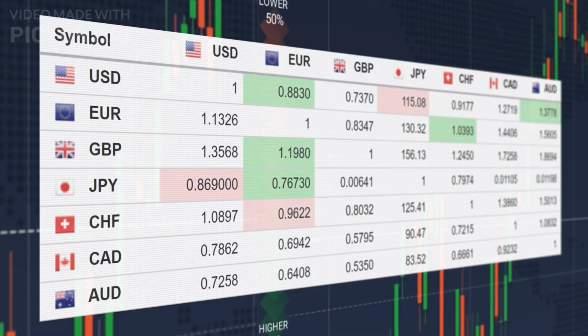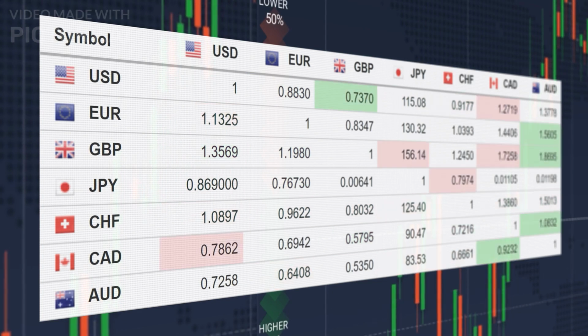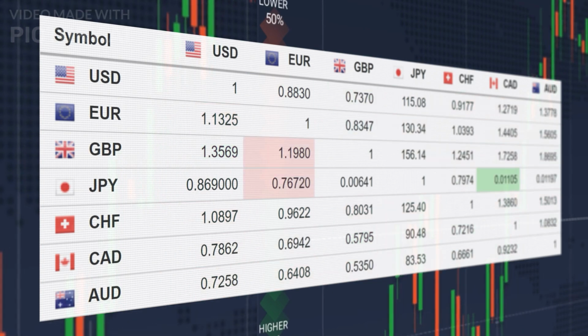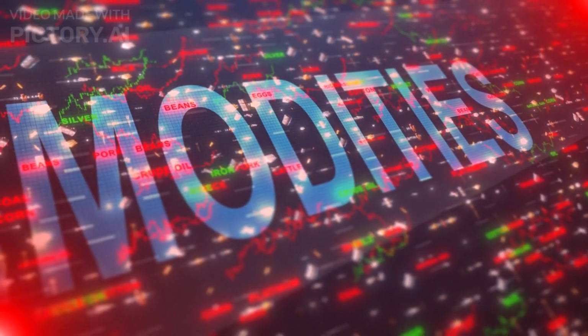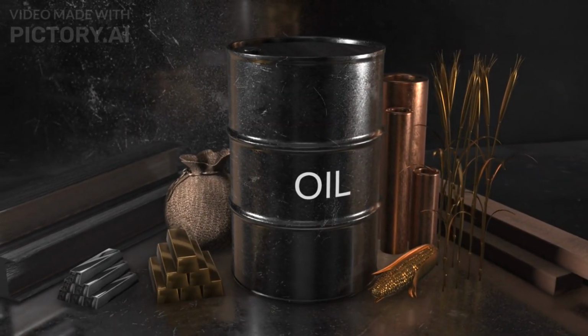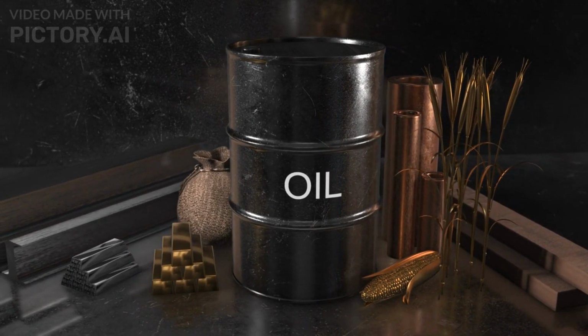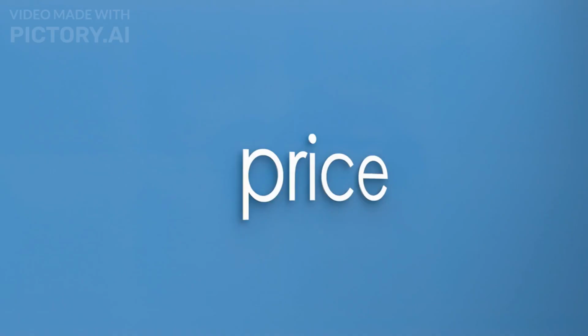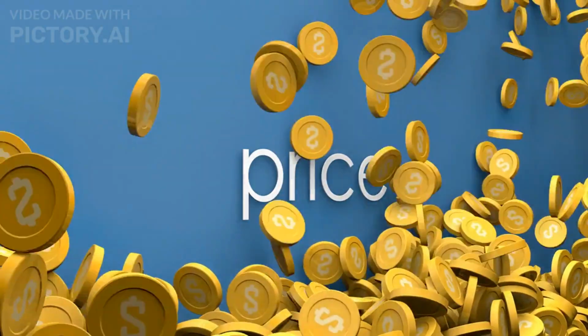Mastering the currency market. In the currency market, traders exchange currencies based on demand and supply. Discover how currency prices fluctuate. Unveiling the commodity market. Commodities like oil, gold, and wheat are traded based on market demand and supply. Learn the impact on prices.